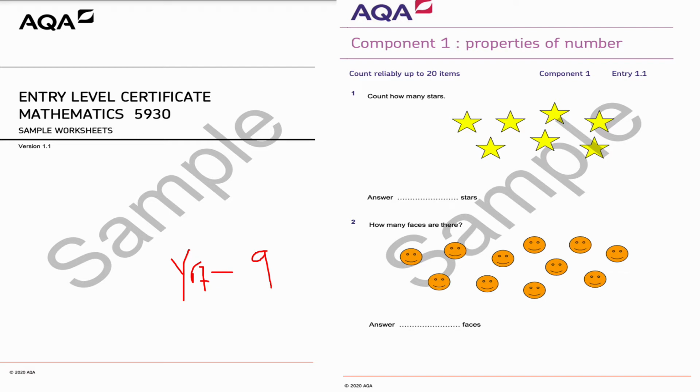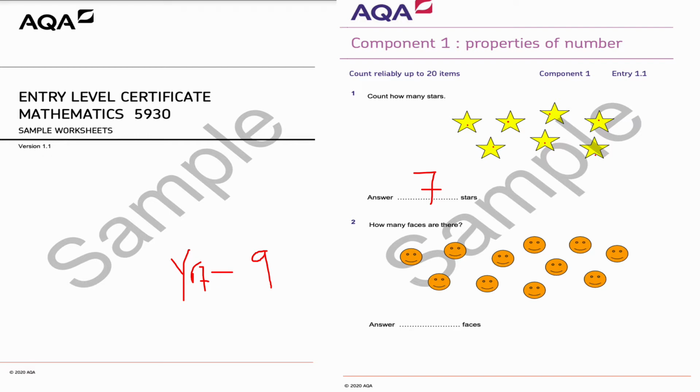We're going to start with component 1, properties of numbers. So component 1, entry 1.1, and it's looking at counting reliably up to 20 items. This is question number 1. Count how many stars. I've got 1, 2, 3, 4, 5, 6, 7. I've got 7 stars.